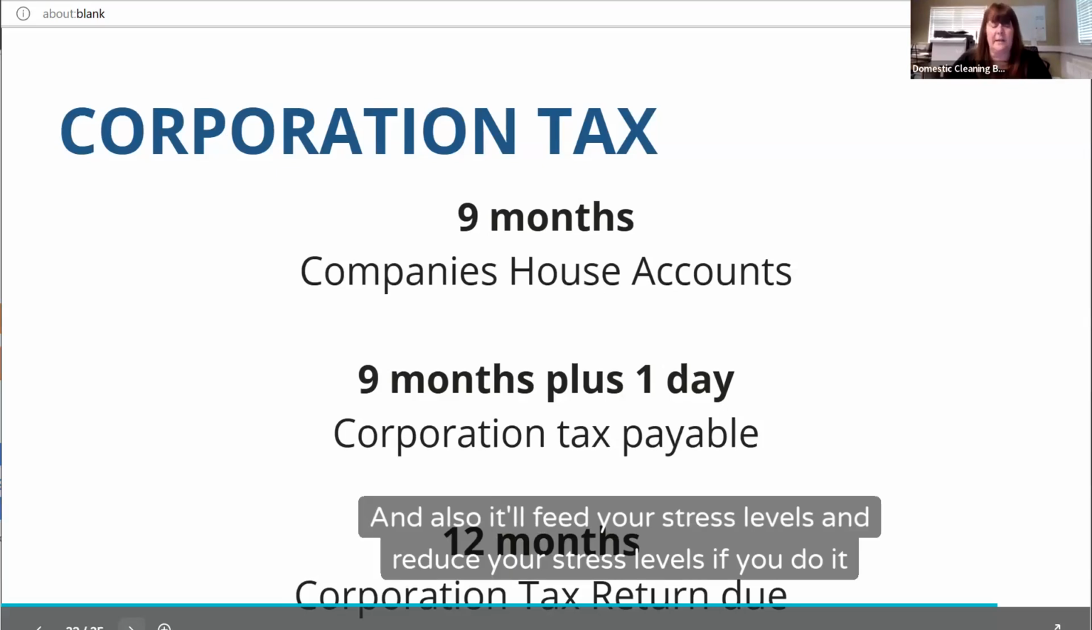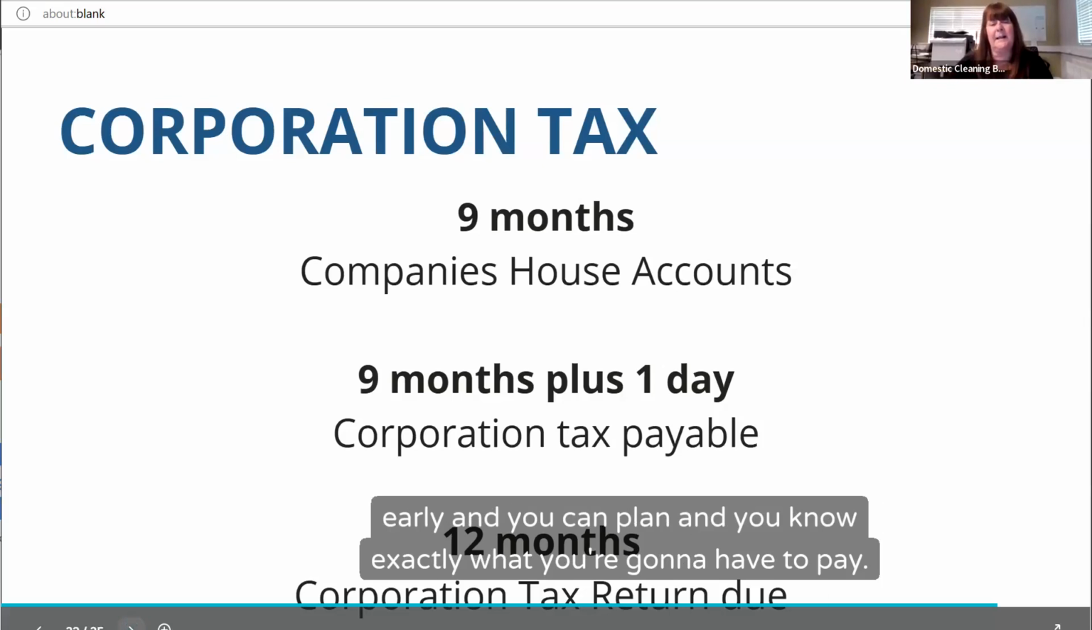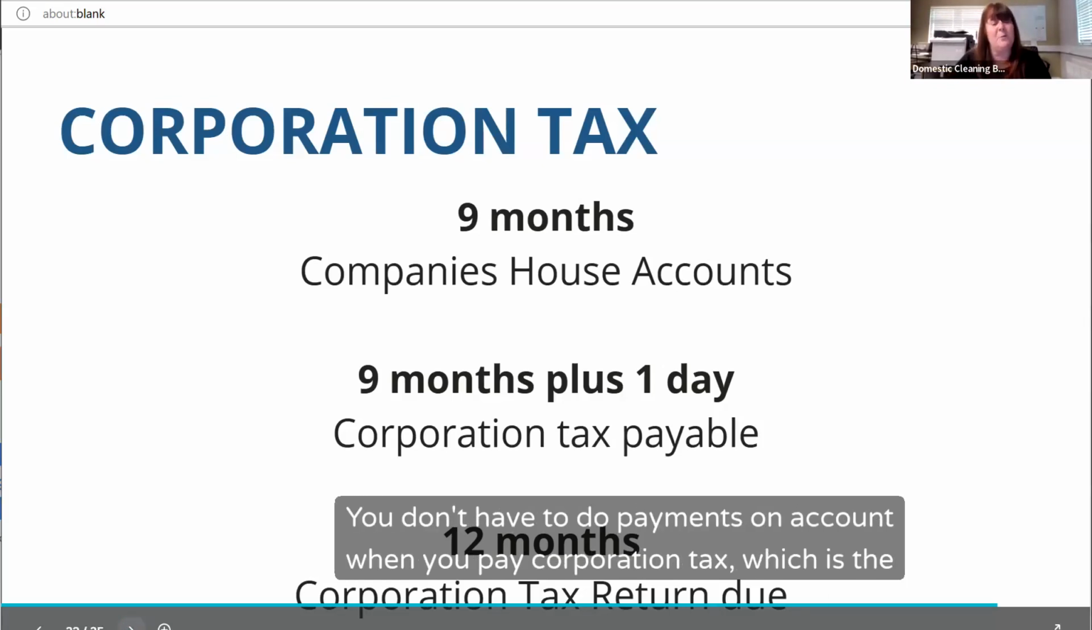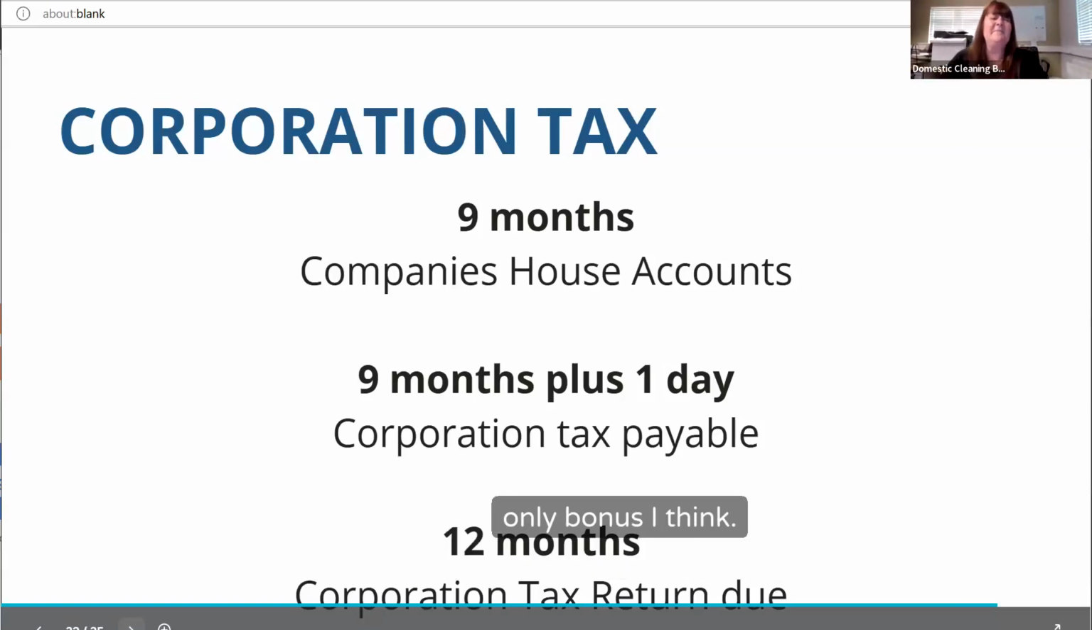And also it'll reduce your stress levels if you do it early and you can plan and you know exactly what you're going to have to pay. You don't have to do payments on account when you pay corporation tax, which is the only bonus, I think.